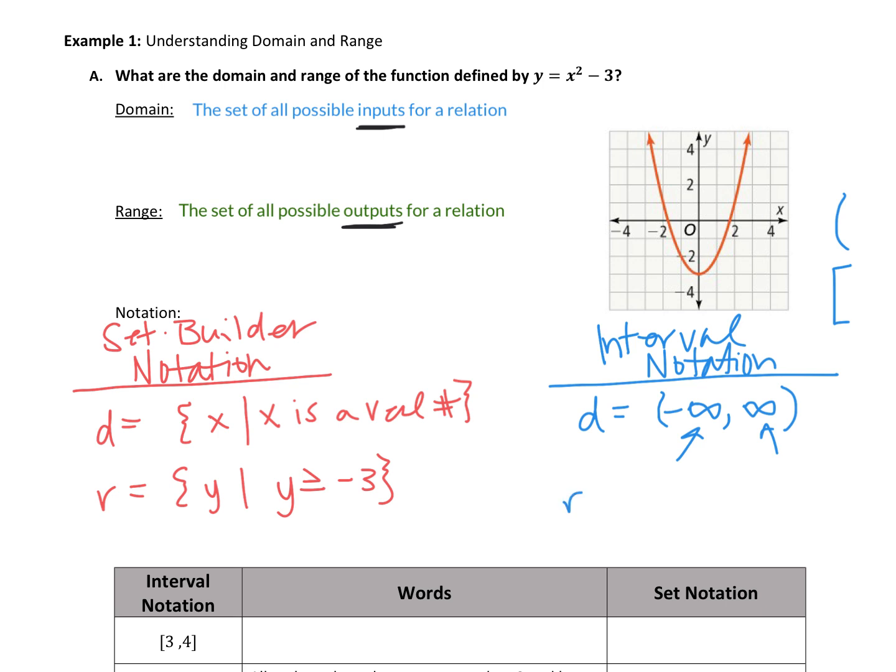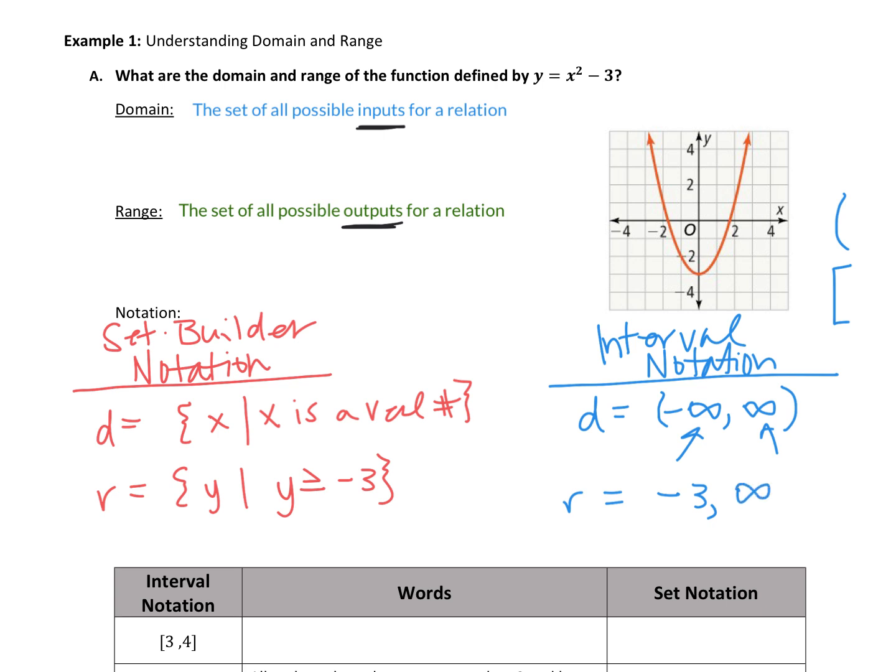All right, our range is going to be in interval notation. What's the smallest number? So if your y's are all greater than or equal to -3, well, -3 is the smallest number. And how high does it get? It's every number greater than that. So that's going to go all the way to infinity.